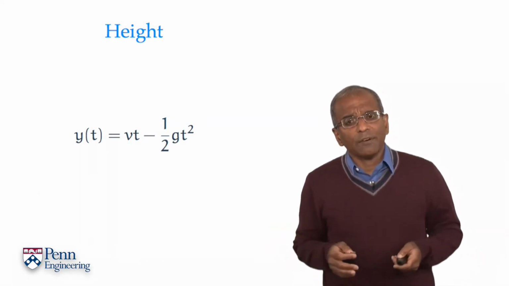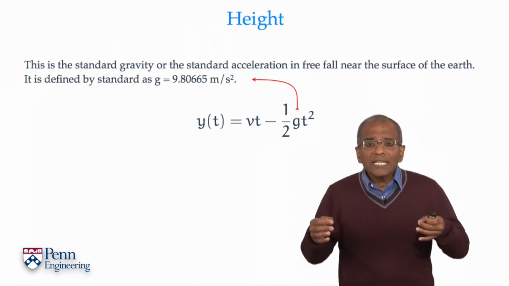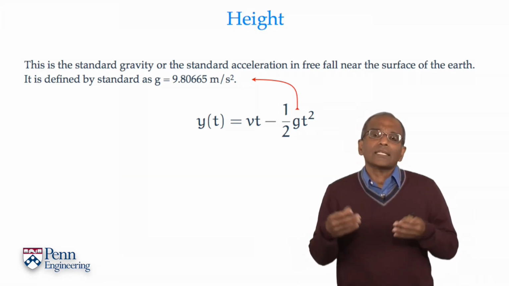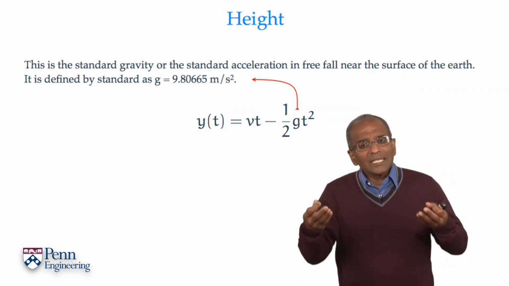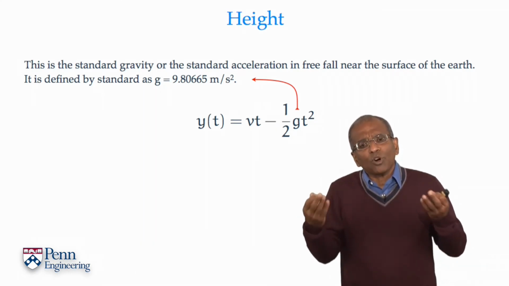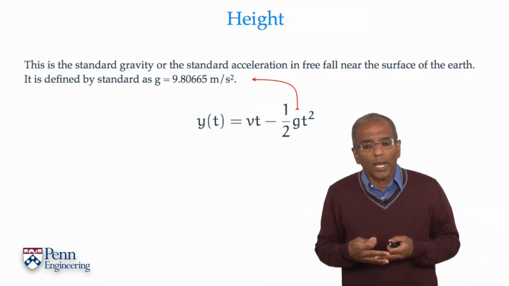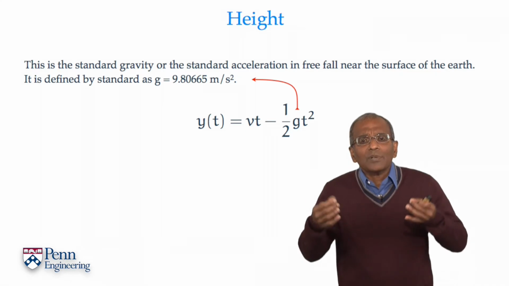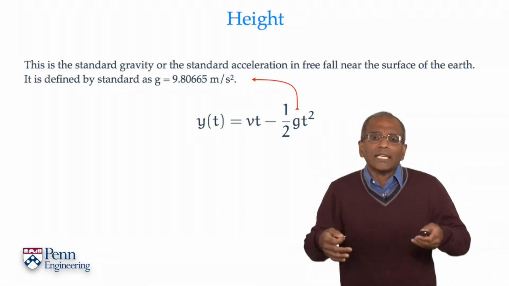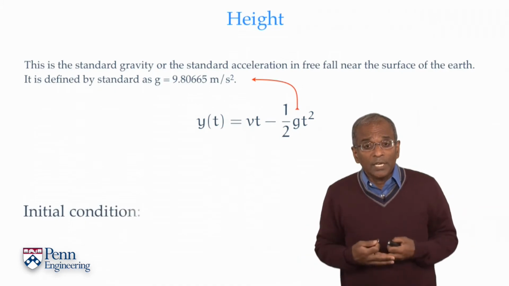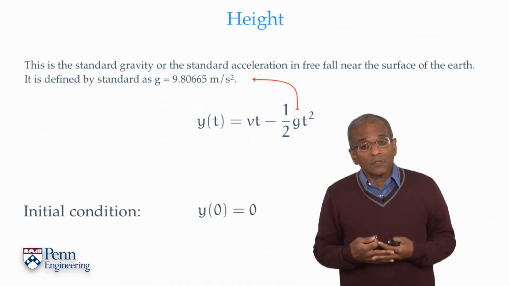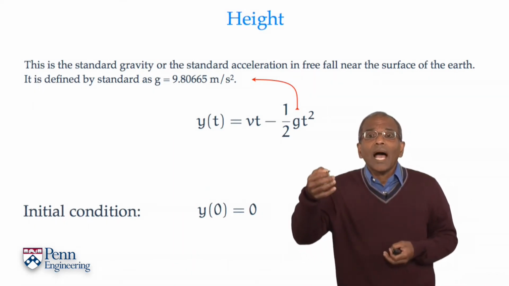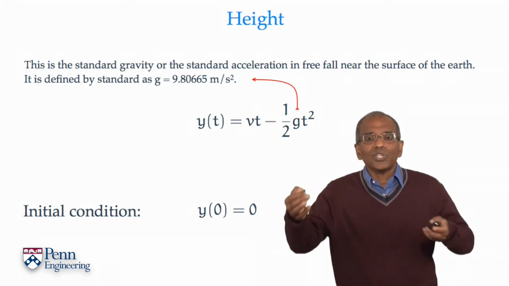The quantity g, of course, the student will recall, represents standard gravity, the standard acceleration in free fall at the surface of the Earth. The standard value for g is approximately 9.8 meters per second squared. In any case, now here is a completely simple algebraic representation of the height of the coin at any given time t. We should very quickly check to see whether the initial conditions are satisfied. Well, at time 0, on the right-hand side, I get 0, and therefore the height of the coin at time 0 is, as prescribed, 0.